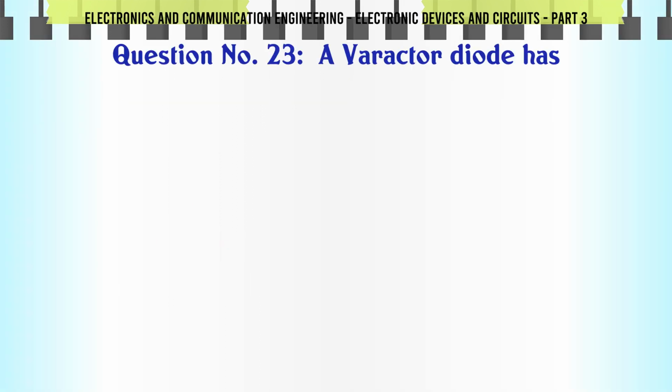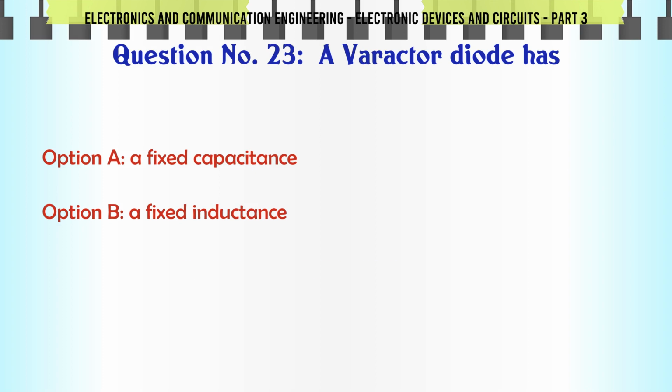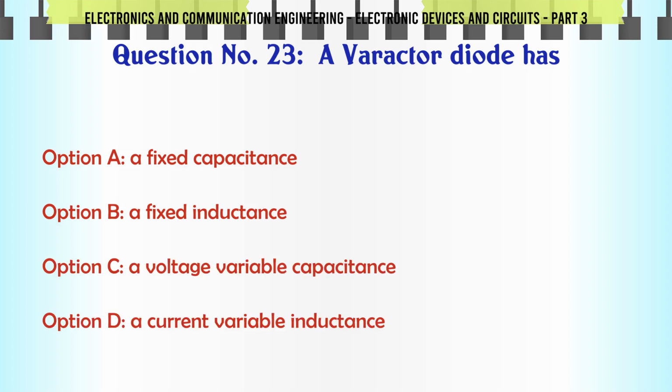A Varactor diode has A. fixed capacitance, B. a fixed inductance, C. a voltage variable capacitance, D.